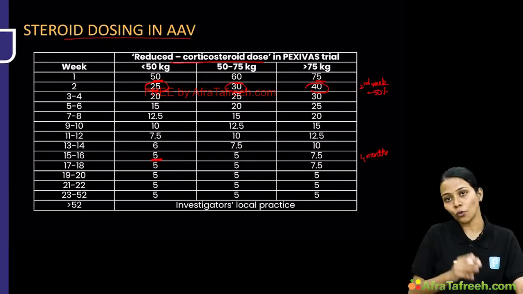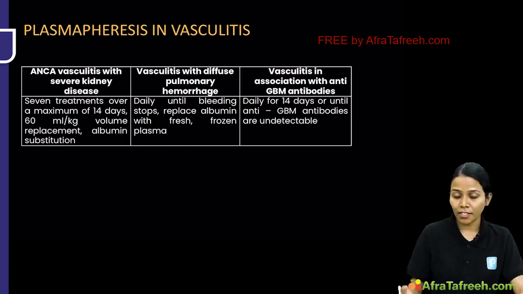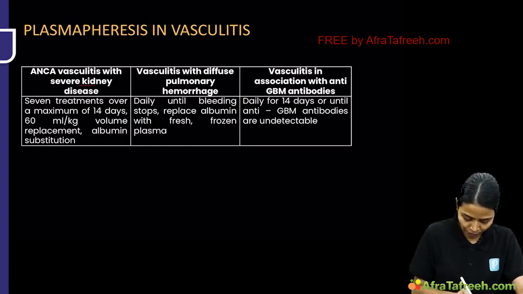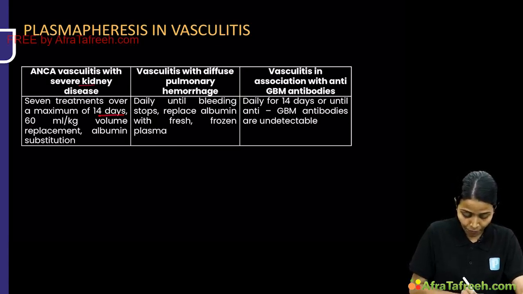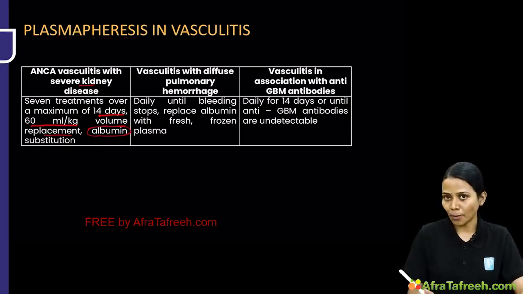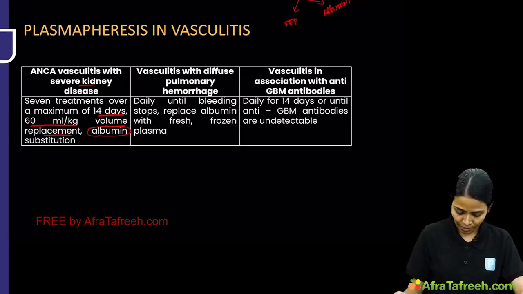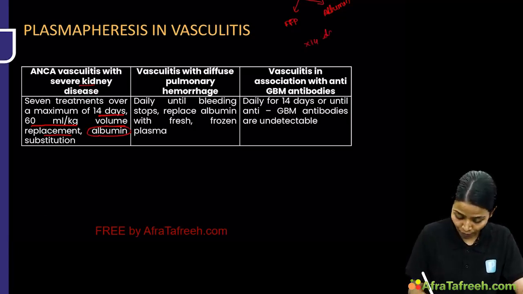So, it was seen that in the low dose steroid group and in the high dose steroid group, the response was similar. Plasmapheresis in vasculitis, the indication, like I said, is ANCA vasculitis with severe kidney disease. How many treatments should you give? 7 treatments over a maximum of 14 days. The plasma volume is 60 ml per kg volume replacement, and give albumin as substitution. We know when we do plasmapheresis, if you see the chapter on plasmapheresis, we can use substitutions for the plasma that is getting removed. That can be either FFP or albumin. So in ANCA vasculitis with severe kidney disease, you do 7 sessions over 14 days and you replace it with albumin because there is no bleeding.